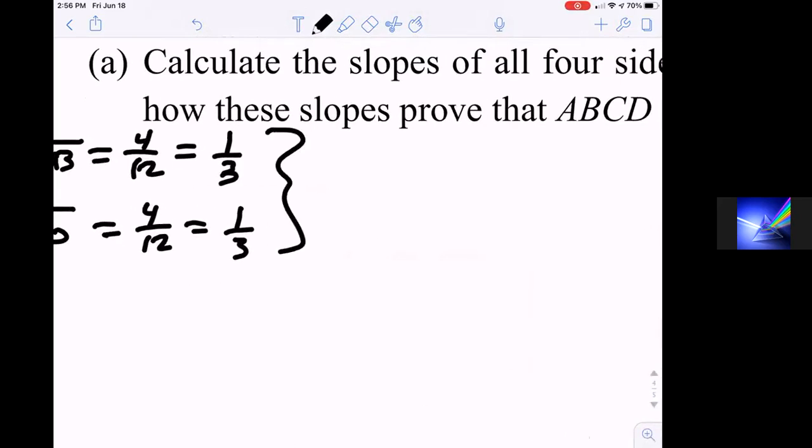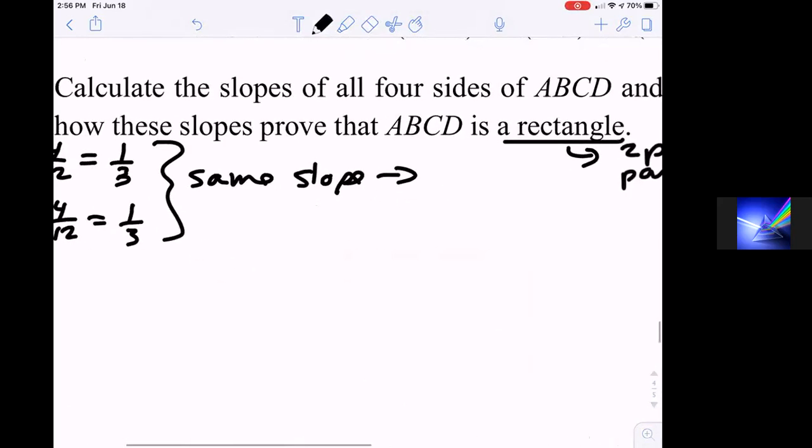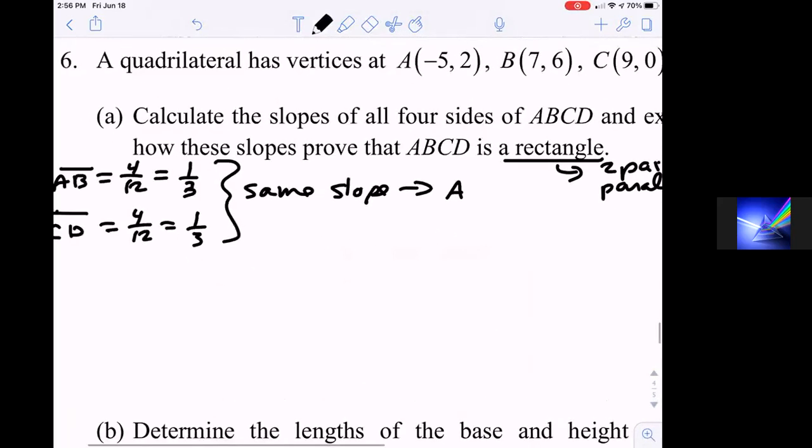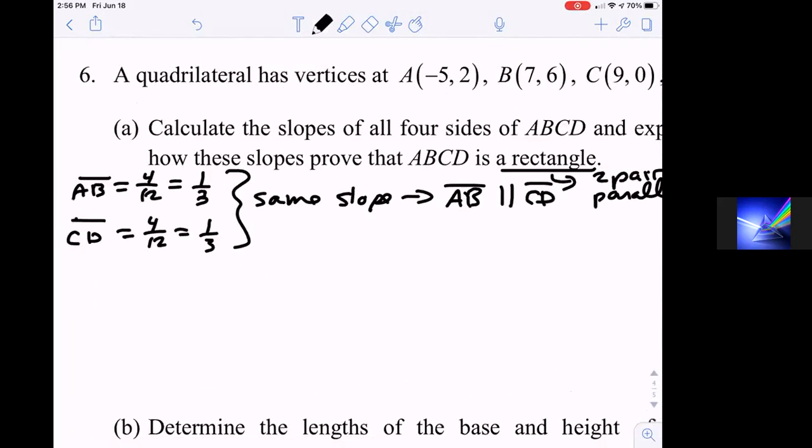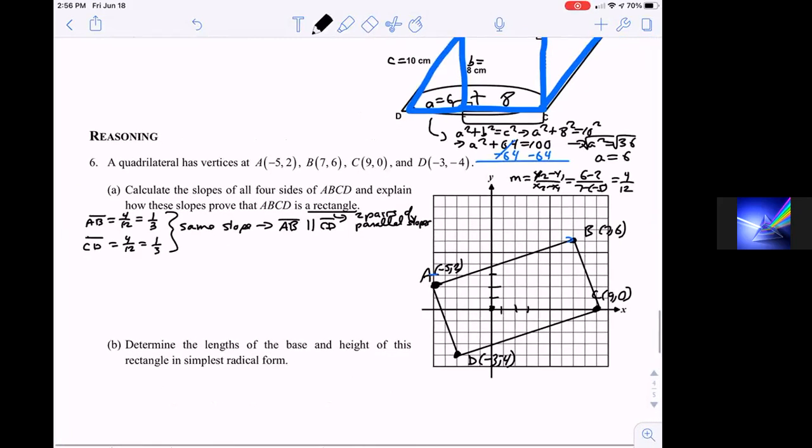So same slope. What does it mean? It means AB is parallel to, you write lines that look like the number 11. That's the symbol for parallel. AB is parallel to CD. Those are parallel.